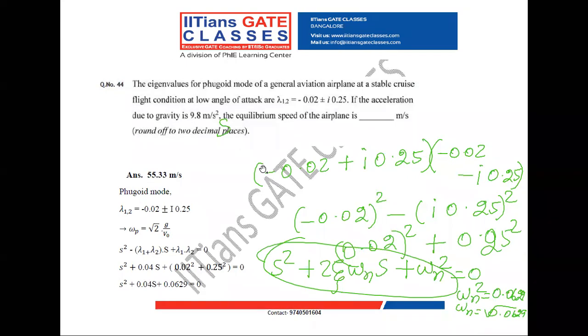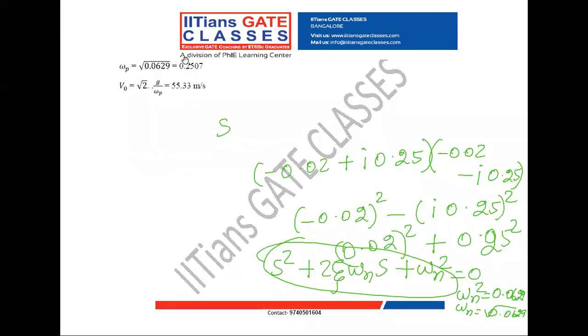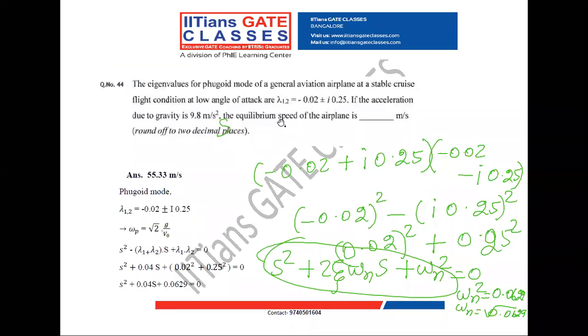So what is the value we are obtaining? Square root of 0.0629 is equal to 0.2507. This is the natural frequency for phugoid motion. P implies phugoid motion. From this, the equilibrium speed of the airplane is obtained. The natural frequency for the phugoid motion is known as equal to square root of 2 into g by V naught, where V naught is the equilibrium speed of the airplane.